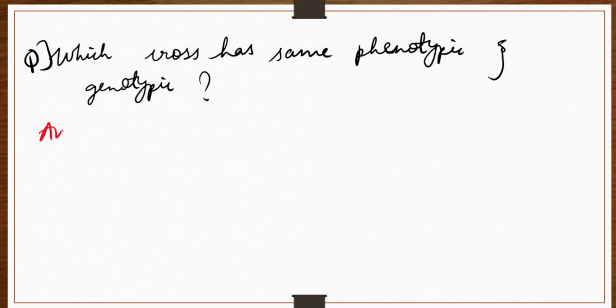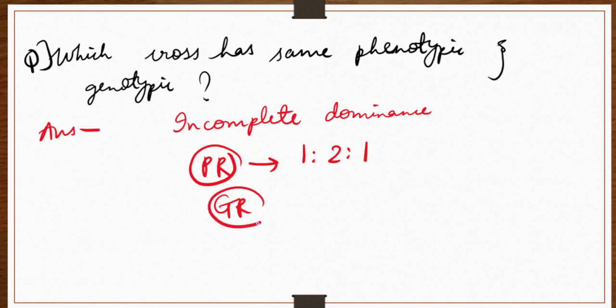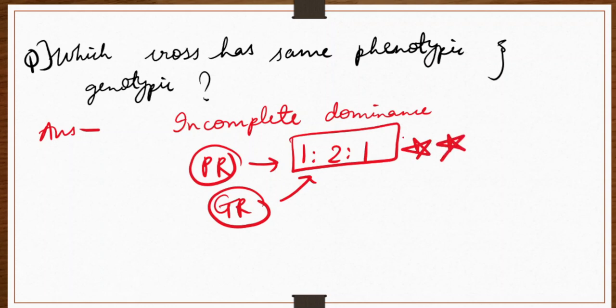So the answer is, there is a cross known as independent... Oh, I wrote something different. It's incomplete dominance. And this is giving the number as 1 is to 2 is to 1 for both. PR means phenotypic ratio is the same, and GR means genotypic ratio is also the same. For both ratios there is 1 is to 2 is to 1, and this is important for sure. It can come as an MCQ question in any entrance exam.